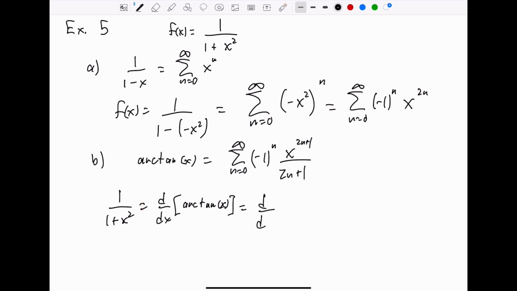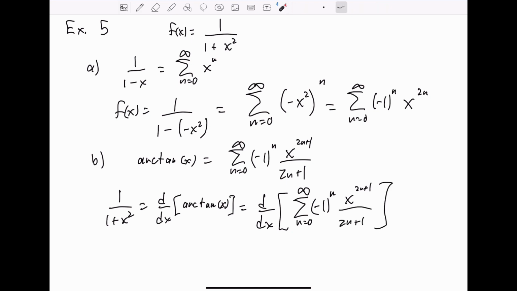Take the derivative of the series, the sum from 0 to infinity of negative 1 to the n, x to the 2n plus 1 divided by 2n plus 1. This looks really kind of intimidating. We have the derivative and the summation notation and the fractions, and there's a lot going on here. But it's not as bad as it looks. We're taking the derivative of a sum. So we're just adding up a whole bunch of stuff here and taking the derivative.